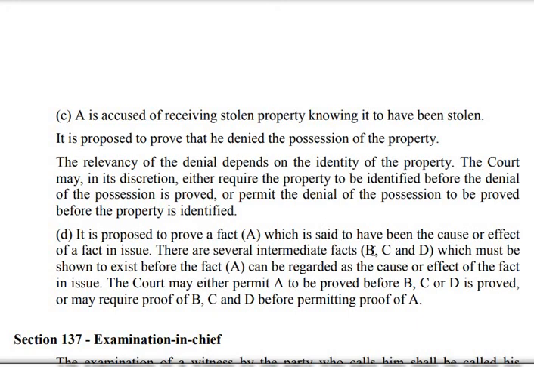And presuming here that B, C, D are relevant facts, then in that case the court will require either to prove B, C and D first and then you will go for proving fact A, or you prove fact A first and then you will go for proving the facts B, C and D.